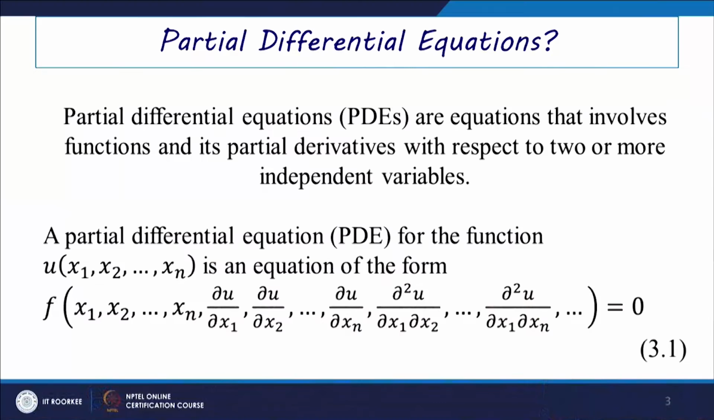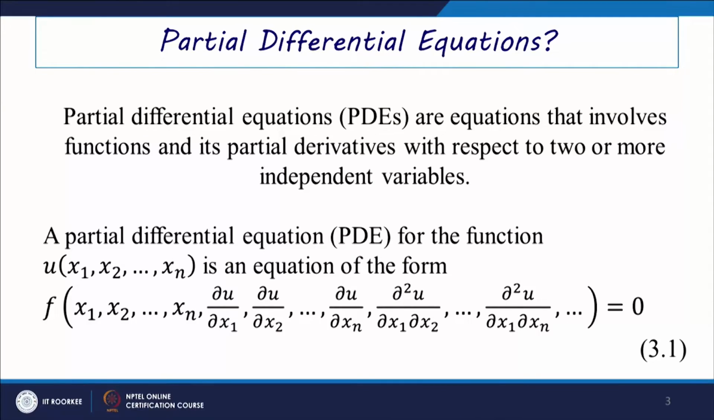partial differential equations. Any partial differential equation can be represented with u as a function of x1, x2 up to xn, and its partial derivatives can be written as del u by del x1, del u by del x2 up to del u by del xn, or del square u by del x1 del x2 up to del square u by del x1 del xn, or in many other partial forms we can express.